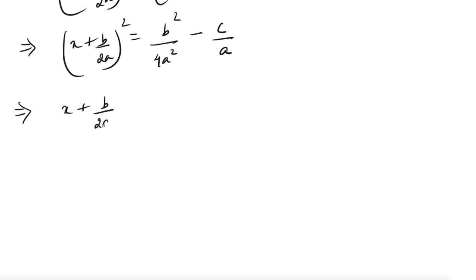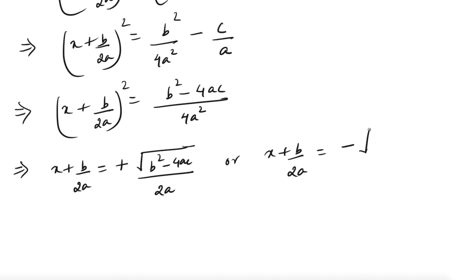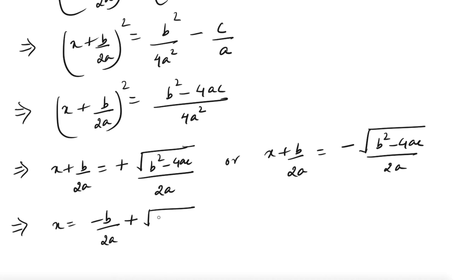This becomes (x + b/2a)² = (b² − 4ac)/4a². When I remove the roots, I have two solutions: x + b/2a = +√(b² − 4ac)/2a, because the square root of 4a² is 2a, or x + b/2a = −√(b² − 4ac)/2a. So from here my solution will be x = −b/2a + √(b² − 4ac)/2a, and from here the solution will be −b/2a − √(b² − 4ac)/2a.